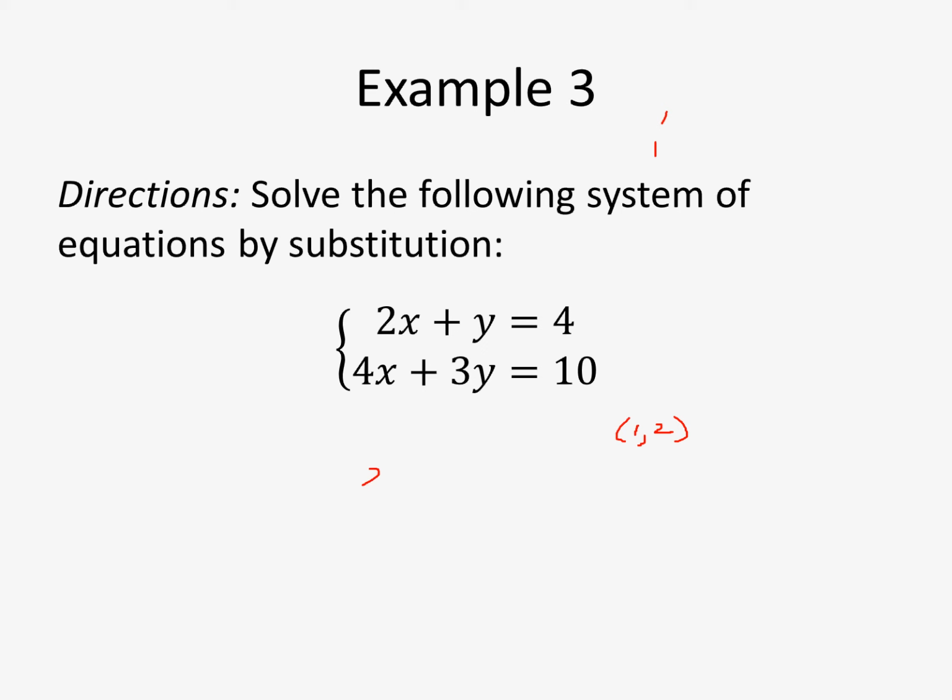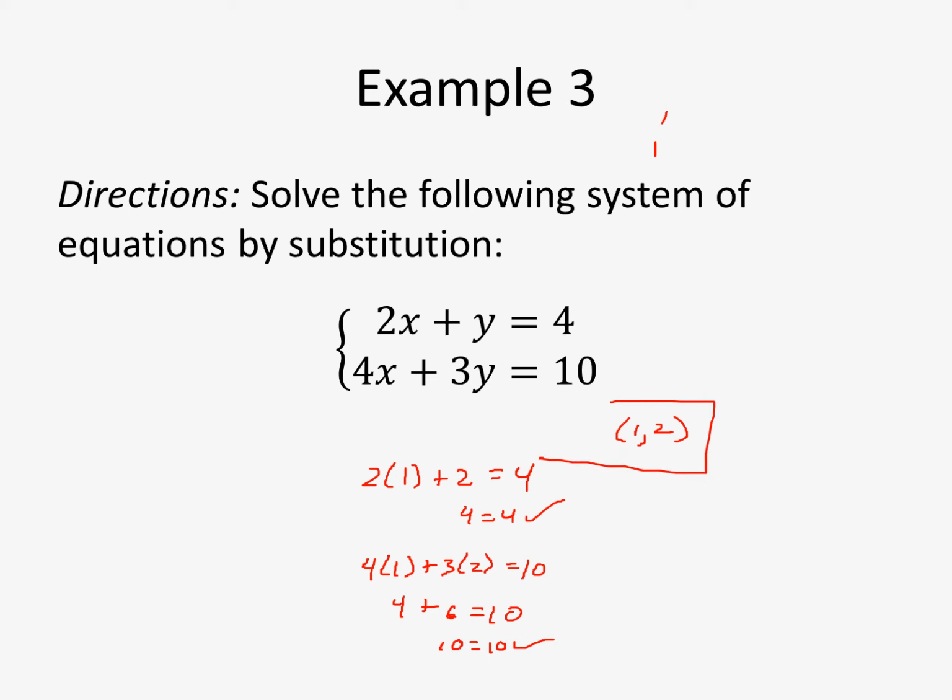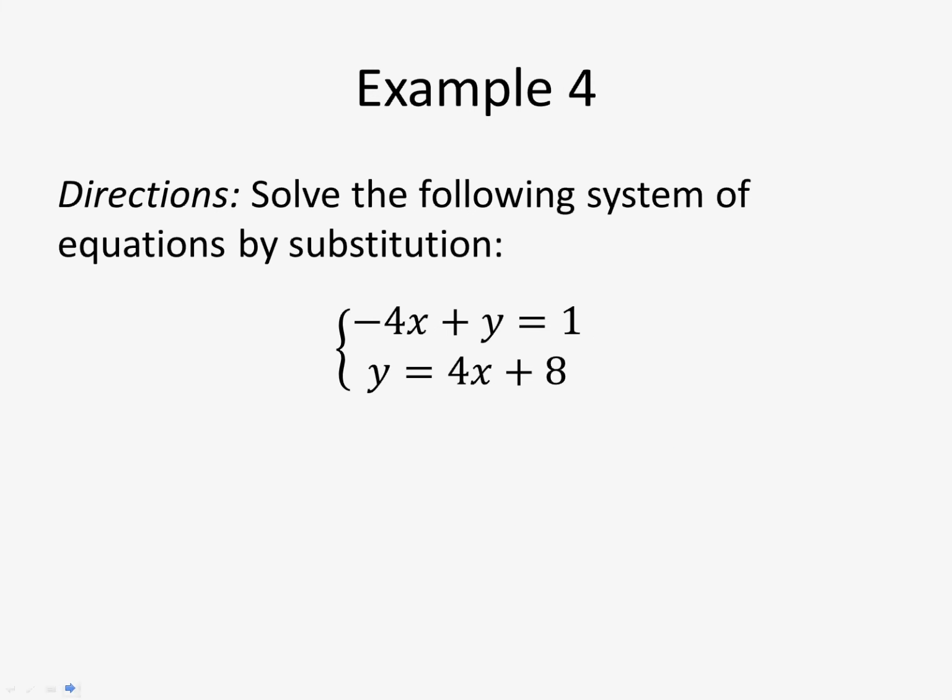If we plug it into the first equation, we're going to have 2 times 1 plus 2 is equal to 4. Is that true? 2 plus 2 is going to be 4. So that's going to work. Equation 1 works. Let's plug it into the second equation. 4 times 1 plus 3 times 2, is that 10? Well, 4 times 1 is going to be 4. 3 times 2 is going to be 6. And that does indeed equal 10. So that means that this is indeed our solution. It's kind of a big box, but that should be our solution to the system. Okay, now let's look at another example.